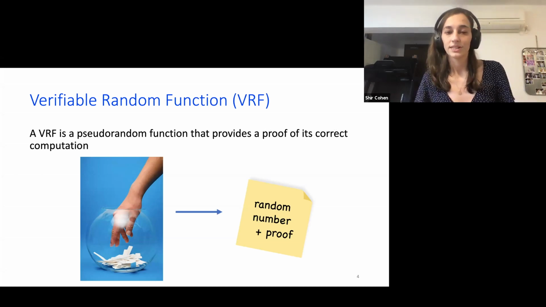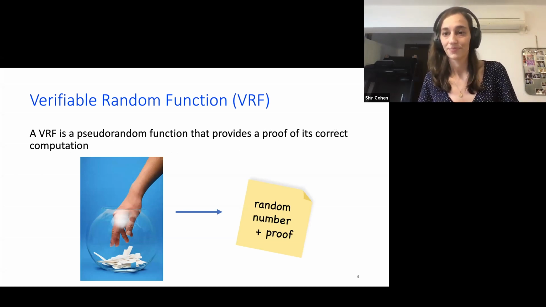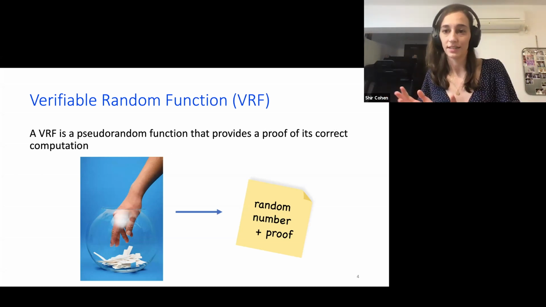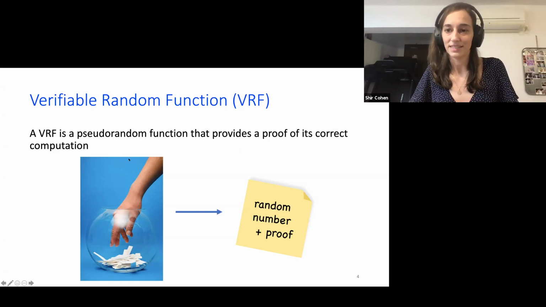The main tool we are using in our work is the verifiable random function, or VRF for short, which is a pseudo-random function that provides proof of its correct computation. You can think of someone picking a random number along with the proof that this is indeed the number he got. And I cannot pick the number myself along with the matching proof.